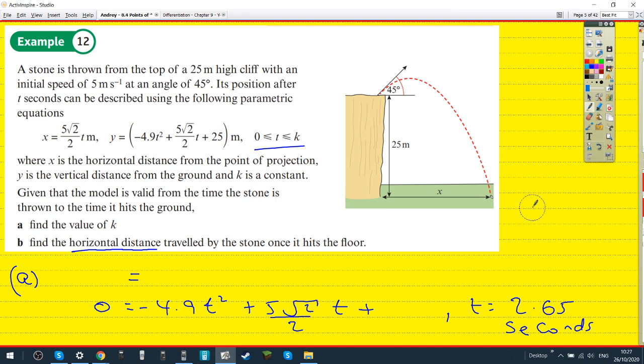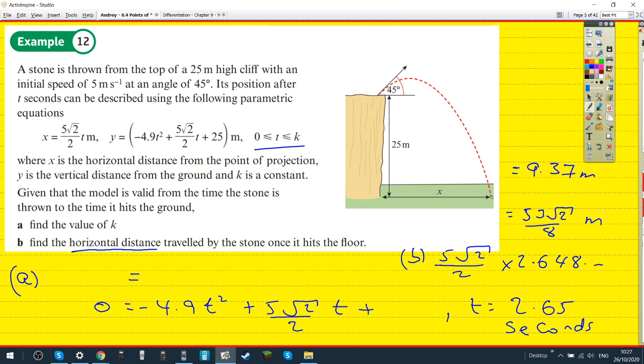5 root 2 over 2 times 2.65. And use answer so it rounds correctly. And I got as a fraction 53 root 2 over 8. And 3 sig fig? That'll be 9.37. 9.37 meters.